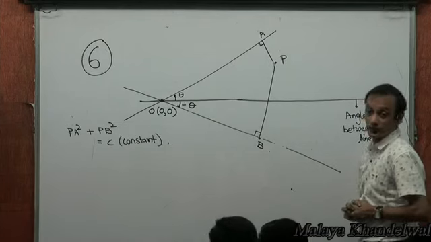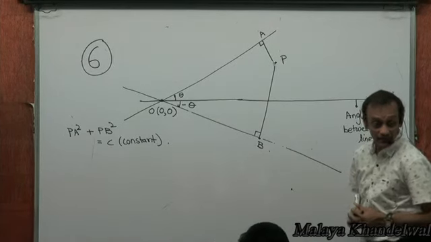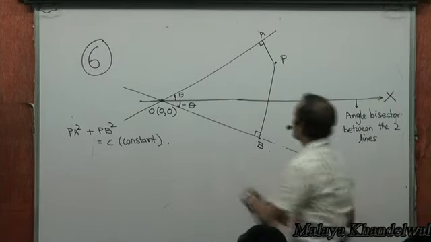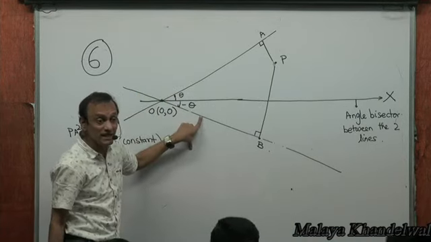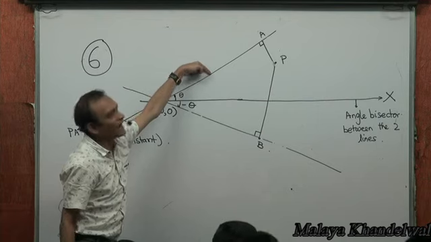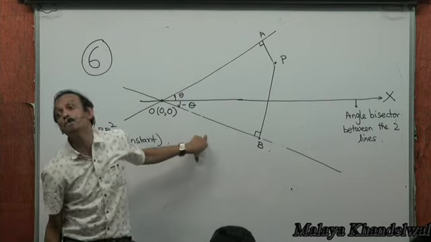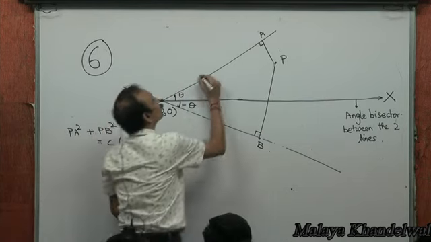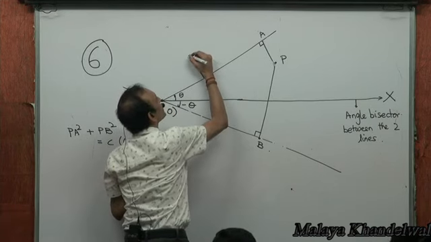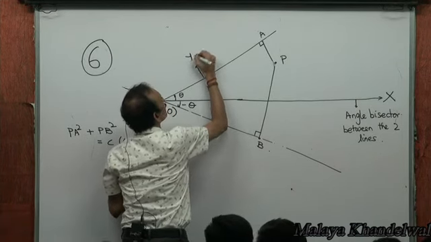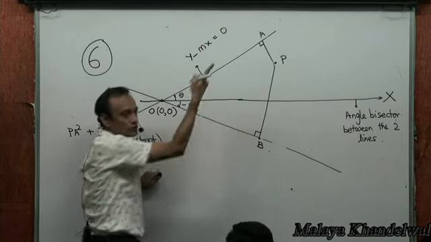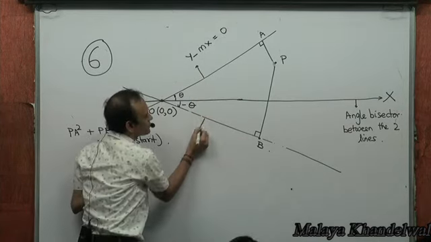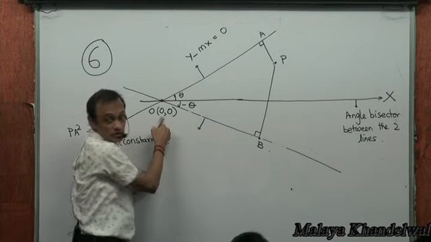The angle bisector between the two lines I choose as my x-axis. Now if the slope of this is tan theta, the slope of this would be minus tan theta. So if the slope of this line is m, the slope of this line will be minus m. Yes or no? So the equation of this line is y minus mx equal to 0. Y equal to mx. And since it passes through the origin, right?